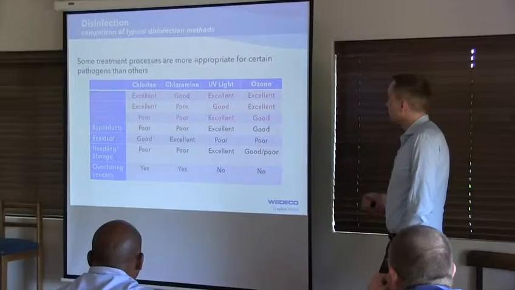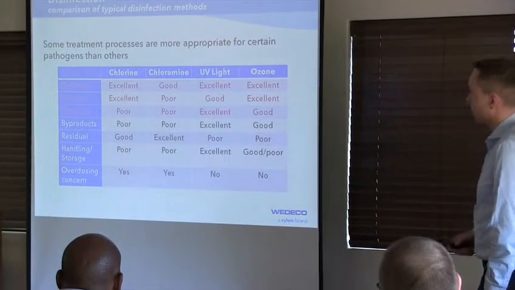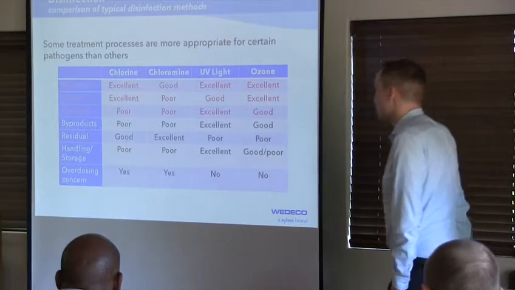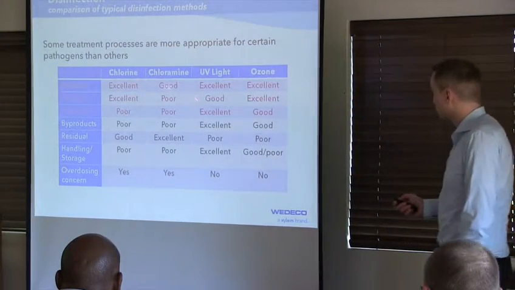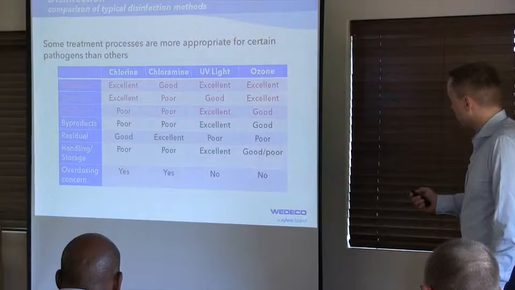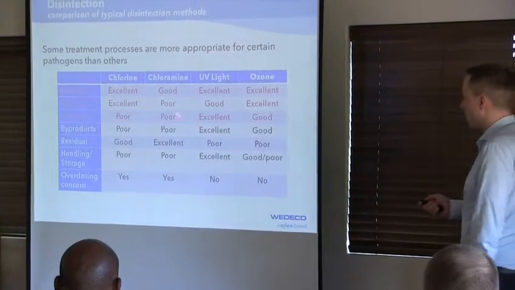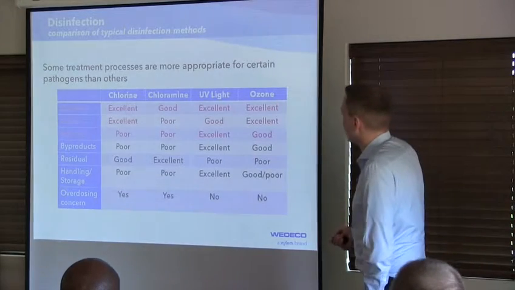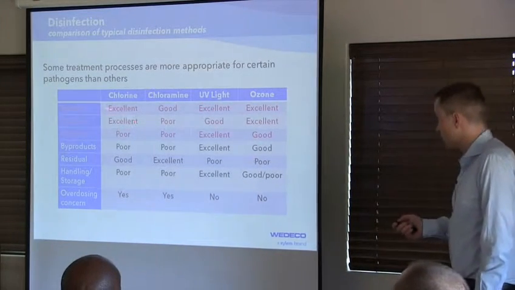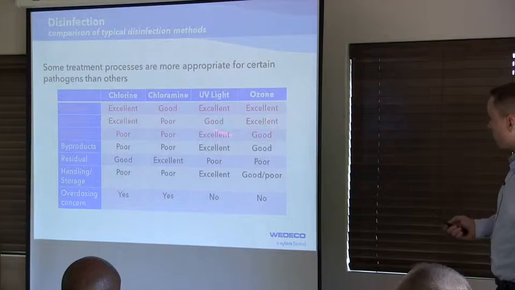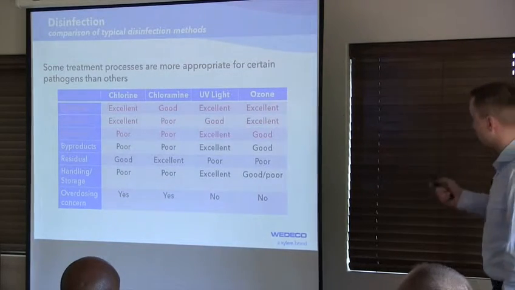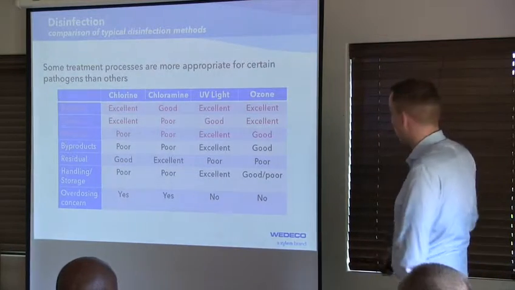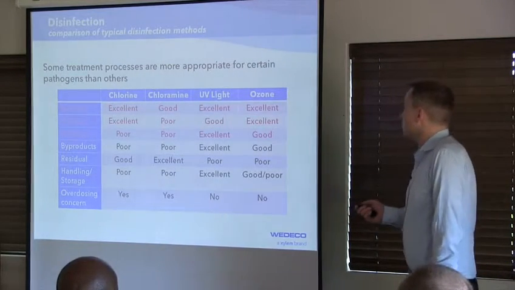So yeah. Also, not every disinfection method is equal when it comes to efficiency. Chlorine and chloramine, UV light and ozone all are pretty good to excellent against bacteria. For viruses, chlorine is definitely, next to ozone, the technology that has the most efficient disinfection. I have to admit that, even if I'm a UV person.